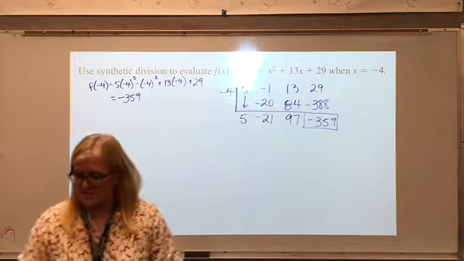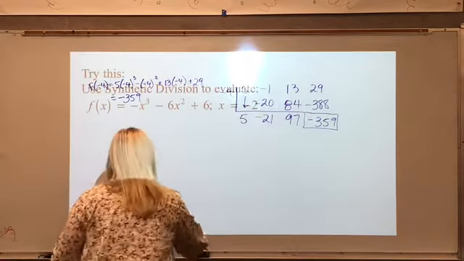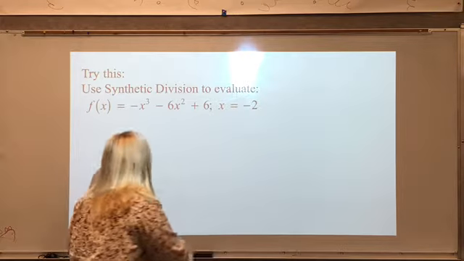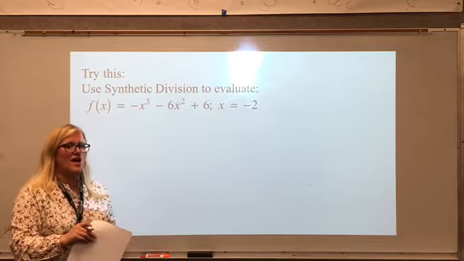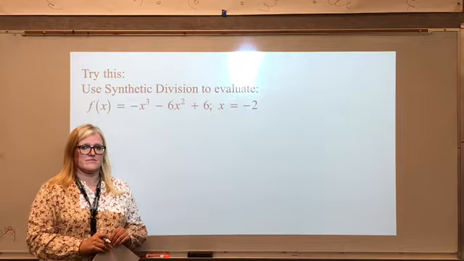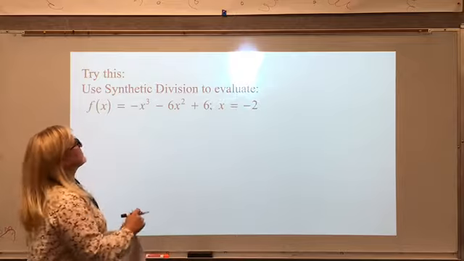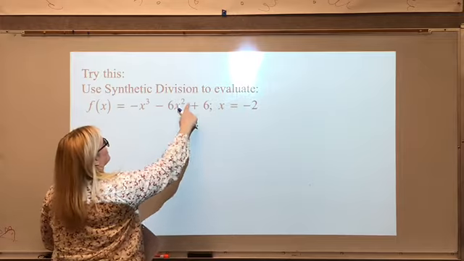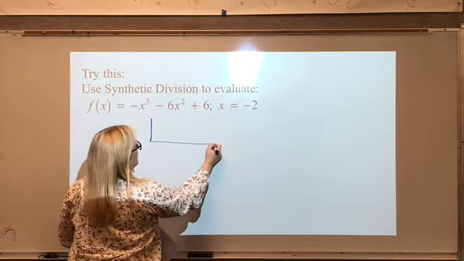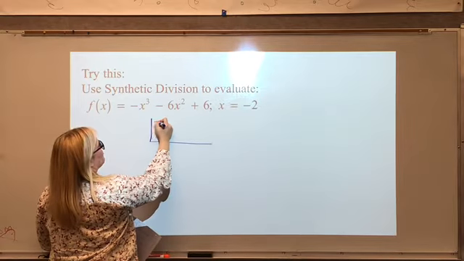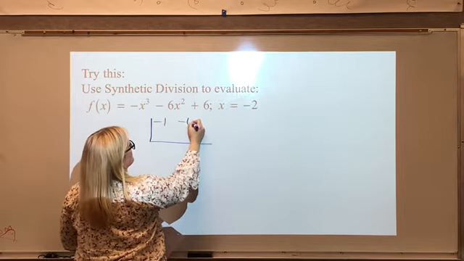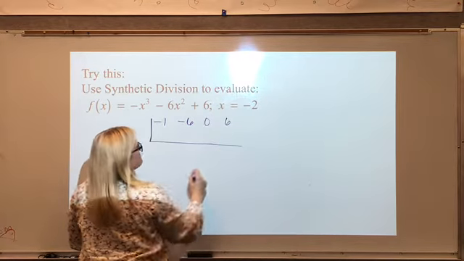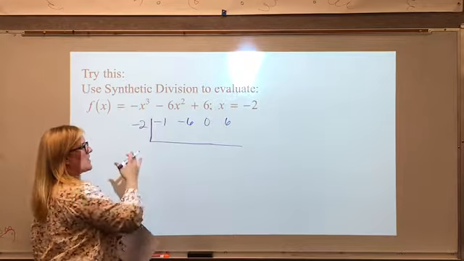So I want you guys to try to use synthetic division to find this one. So go ahead and try that right now. Okay. So hopefully you noticed that this one does not have an x value right here. So when I set this up, I've got to put a 0 in for that x. So I have negative 1, I have negative 6, 0 for my x term, and 6. And x is negative 2, so that goes right in there.